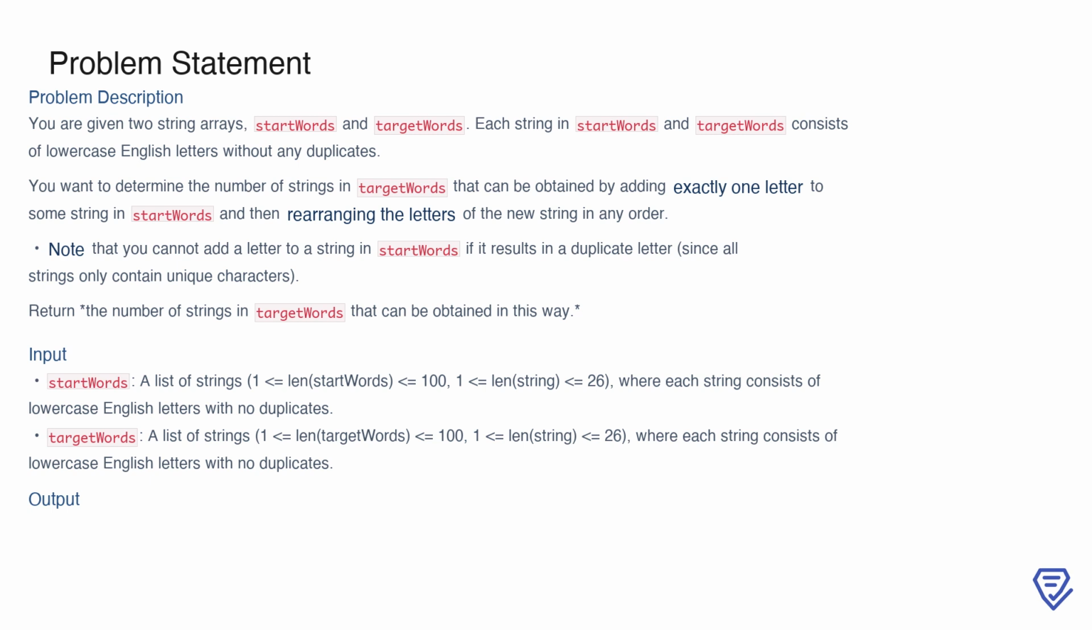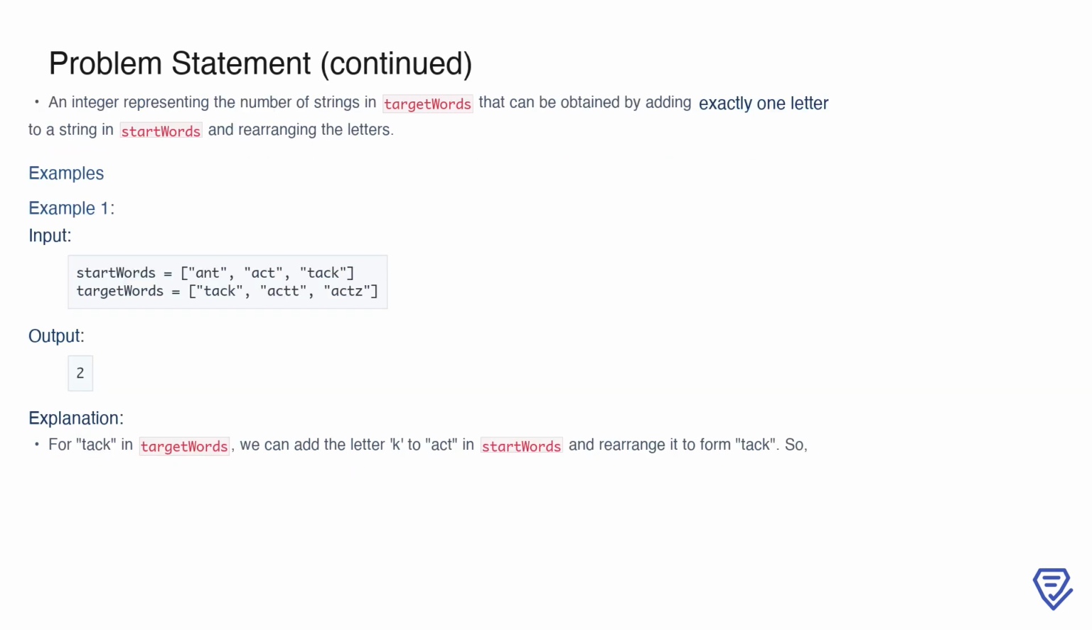Once all the valid transformations are identified, you need to return the total number of valid strings in target words that meet this condition. The output for this problem must be an integer that represents the count of valid transformations. Now, let's look at an example to better understand the requirements.